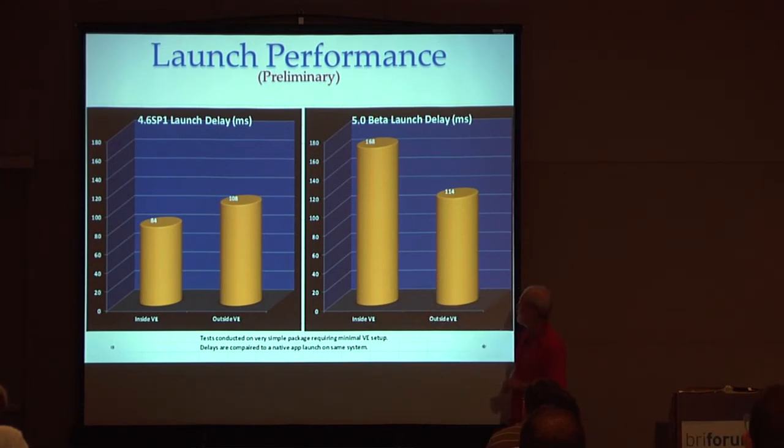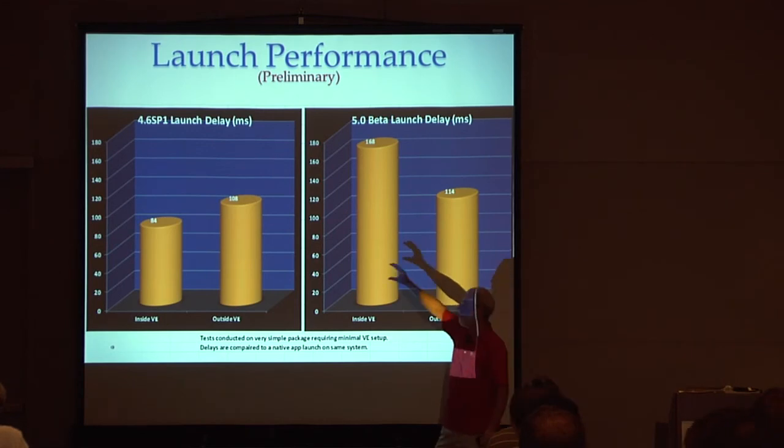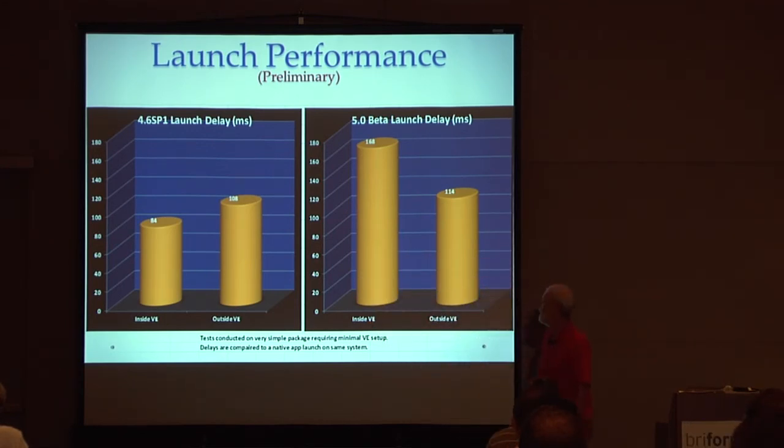So here was 4.6 SP1, where I was looking at 84 milliseconds on this particular example versus 108 when it was virtualized. So, you know, we have a little bit of overhead in there. Typically we're talking in the range of 15 to 20% on a launch, and it really depends what's inside the application. And the next chart really helps show that out here.